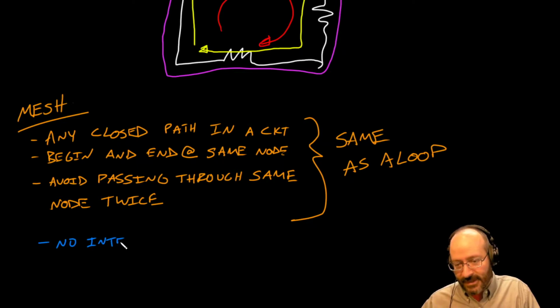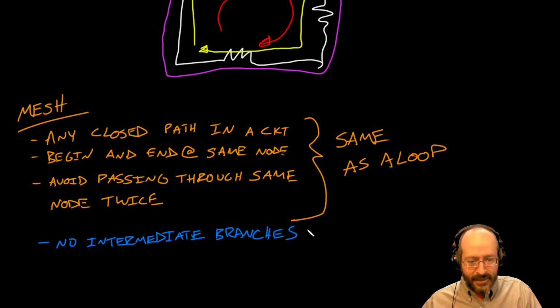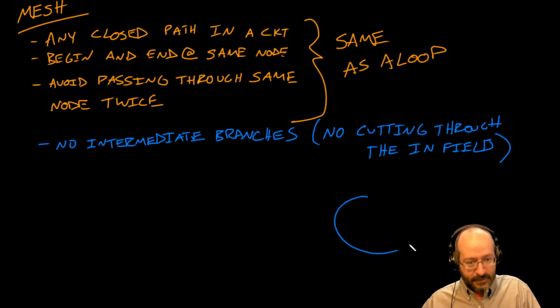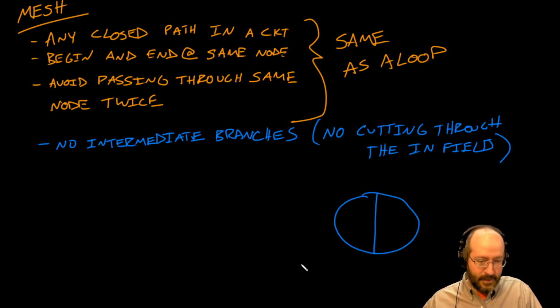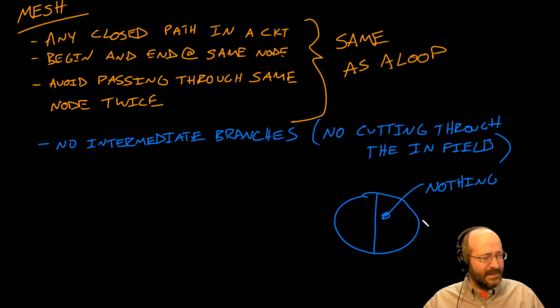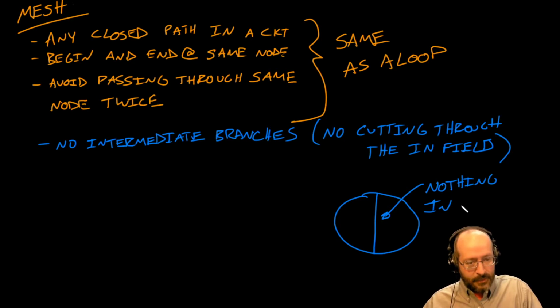Formally we can state it as no intermediate branches. No cutting through the infield if you're thinking about a baseball diamond. So if I have a loop that looks like this with nothing in the middle, I can't do this. Nothing in the middle. I hope that's clear to you. We'll talk about it in class when we do live sessions, but I find some people get hung up on this.